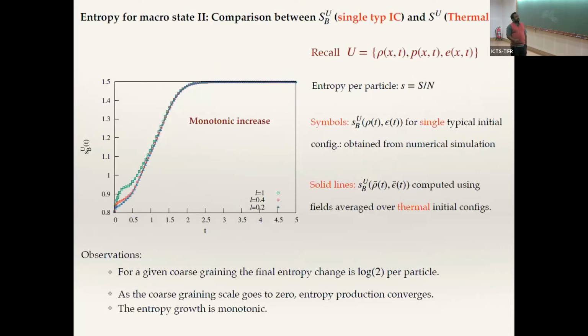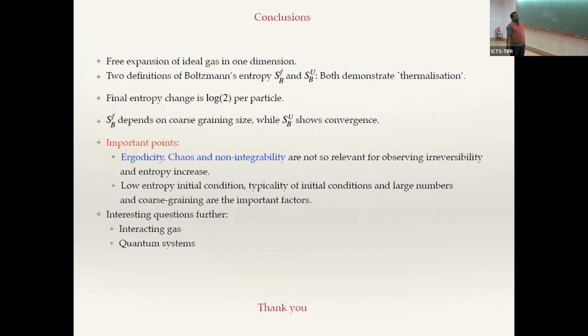And the corresponding entropy for this macrostate choice is also again increasing, and the final increase is again log 2 per particle. However, in this case, we find that even as the coarse graining scale goes to 0, this entropy function converges to a single curve, and it is monotonic. And we also have some understanding of the entropy growth in this case. So I am not going into those details.